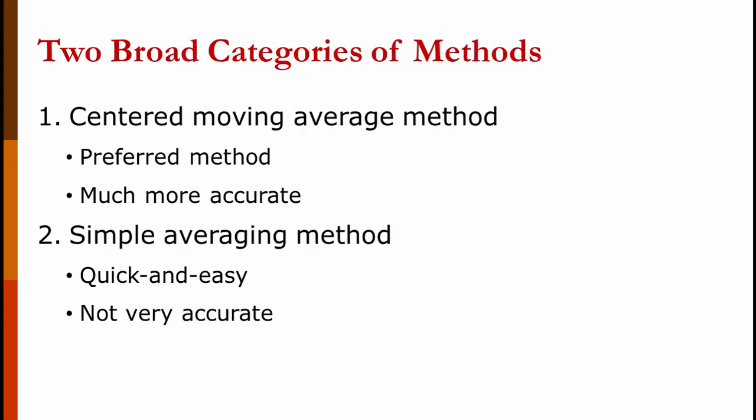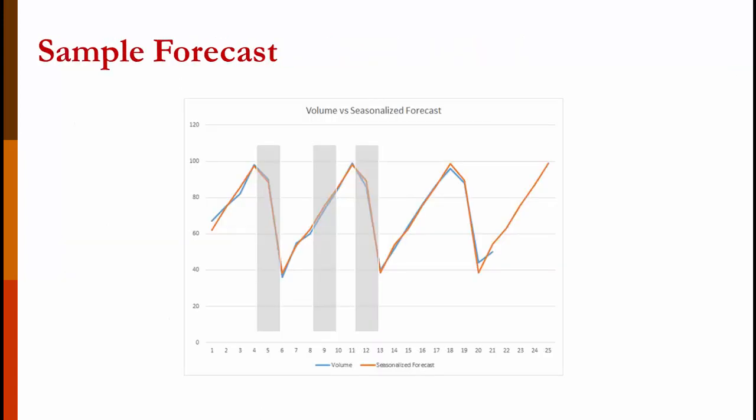There are two broad approaches to calculating multiplicative seasonal relatives: the centered moving average method and the simple averaging method. The centered moving average method is much more accurate, and in general, it's the preferred method. The simple averaging method is quicker and easier, but it's not nearly as accurate. The screen shows raw data in blue and a sample forecast in red using seasonality. As you can see, it picks up the seasonal variations just great.